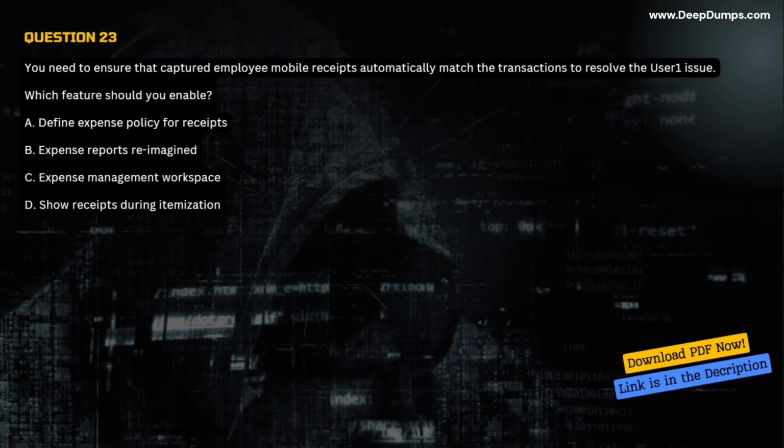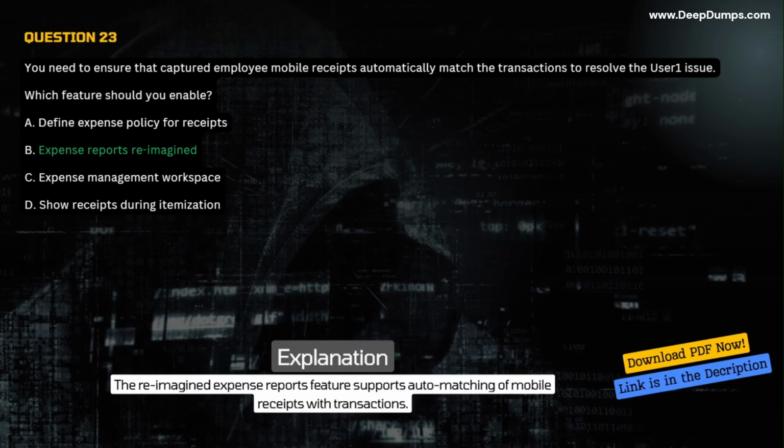Question 23. You need to ensure that captured employee mobile receipts automatically match the transactions to resolve the user 1 issue. Which feature should you enable? A. Define expense policy for receipts. B. Expense reports reimagined. C. Expense management workspace. D. Show receipts during itemization. Correct answer B. Expense reports reimagined. Explanation. The reimagined expense reports feature supports auto-matching of mobile receipts with transactions.